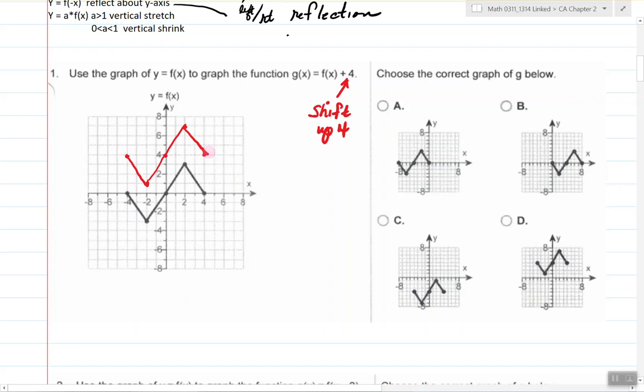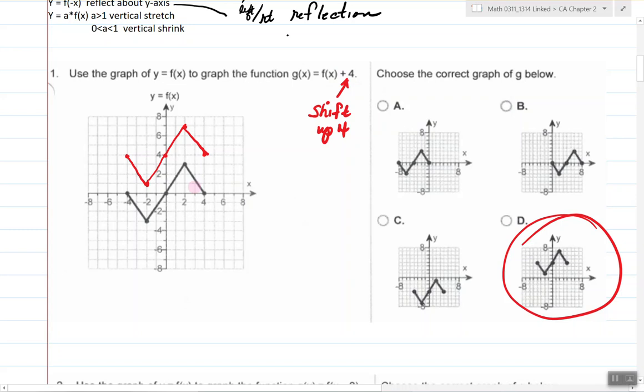I pick the graph in the multiple choice that looks like that, and I believe it will be choice D. What you needed to recognize at the very beginning is that you are adding something to the function outside of the function's definition. And by the way, I don't know what the function's definition is here.